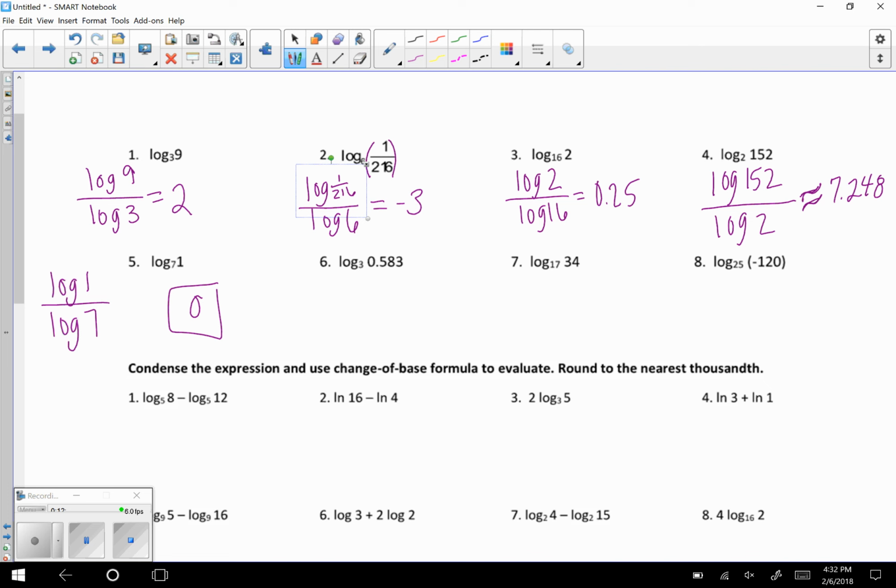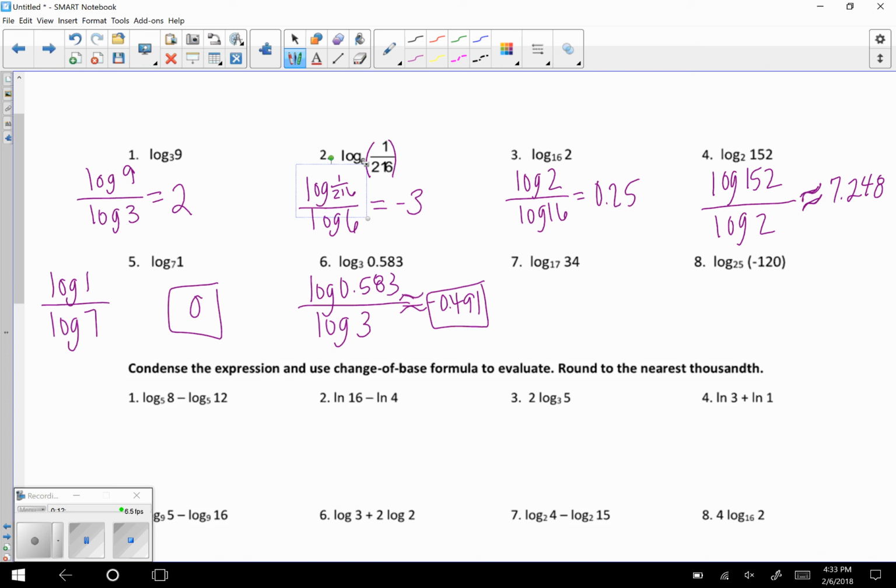Okay, so number 6, here we go. So log 0.583 over log of 3. The base goes to the bottom, base to the bottom, base to the bottom. That's another way that you can remember this. All right, so you guys are going to end up getting approximately -0.491.